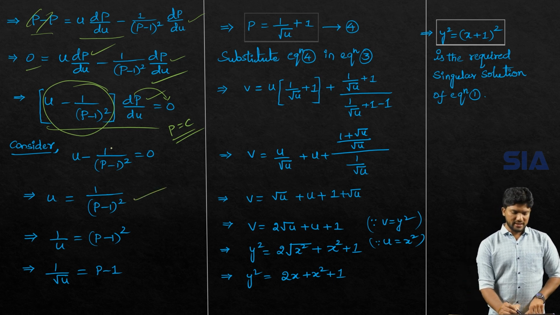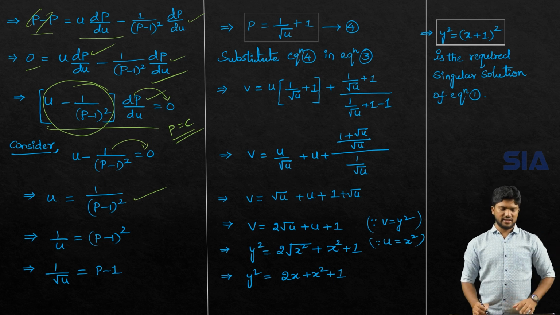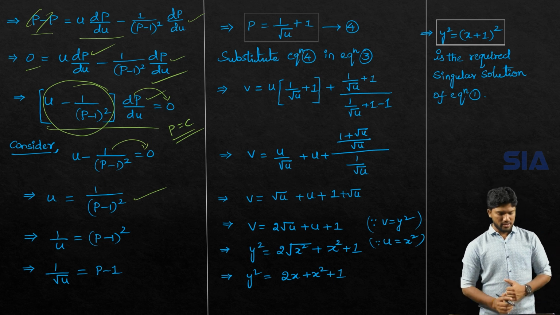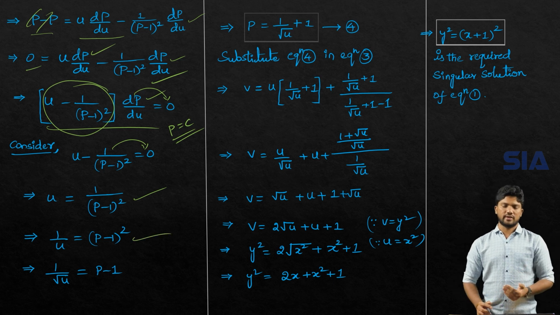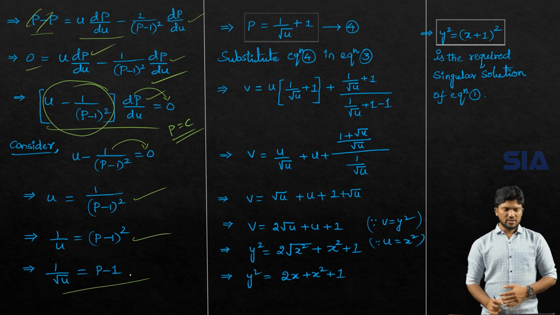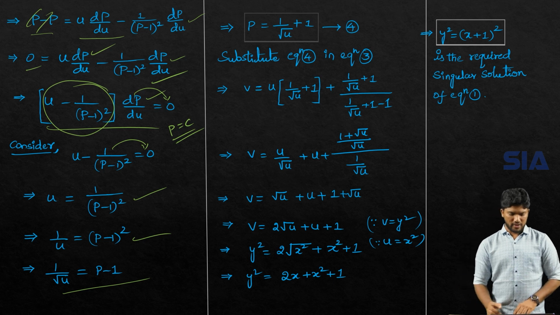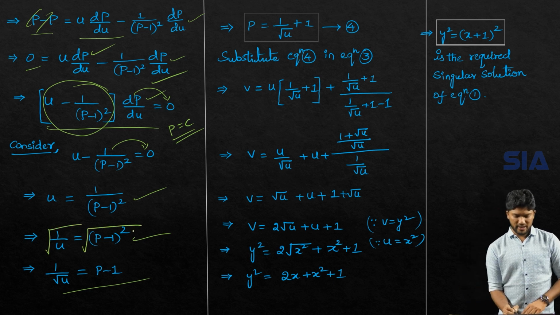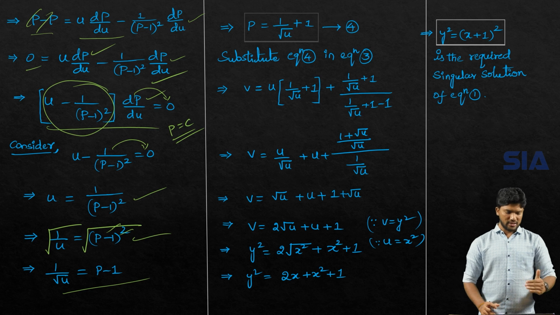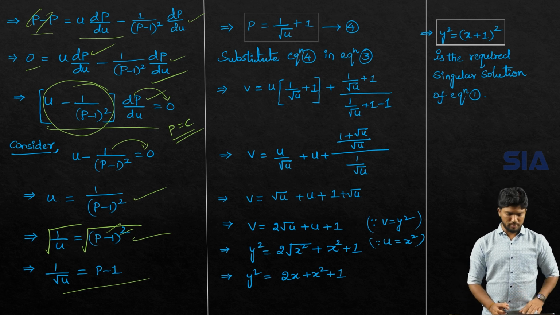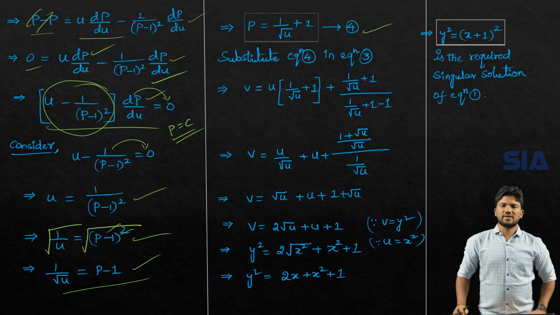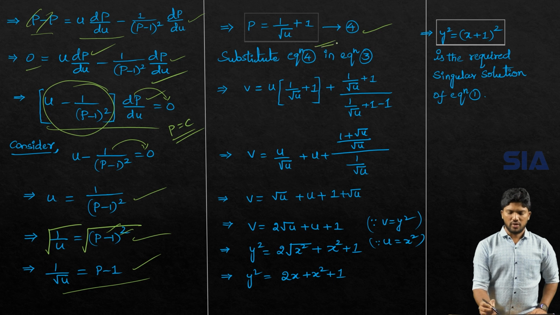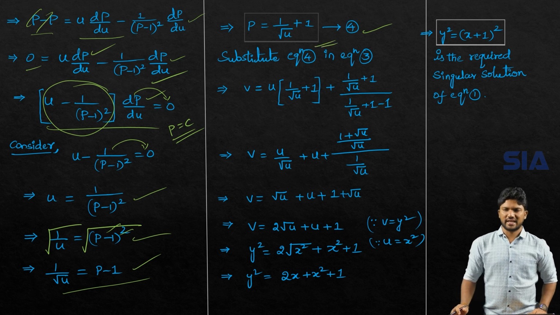From that condition, send this negative term to the RHS, then u is equal to 1 by (p minus 1) whole square. Make the reciprocal: 1 by u will become (p minus 1) whole square. So apply square root on both sides. Then in the RHS the square root will get cancelled, and in the LHS 1 by root u is equal to p minus 1. Therefore, from that condition you have small p is equal to 1 by root u plus 1, taking as equation number 4.